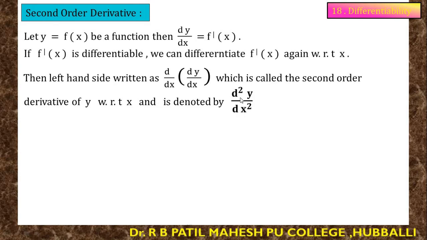So here the very important thing is the notation: after d you have to write 2, that is second time, and the y function, and dx square means second time derivative. If you find the derivative of that dy by dx function, you will again get a function. If that function is again differentiable, we can differentiate again, and it is written as d by dx of d square y by dx square, which is d3y by dx3, that is a third order derivative.